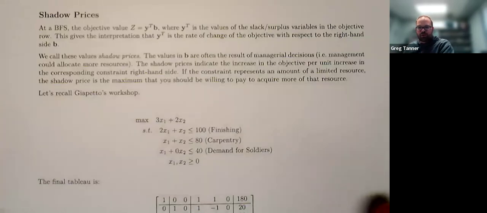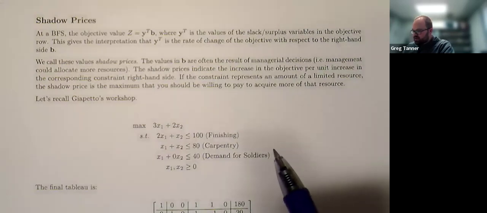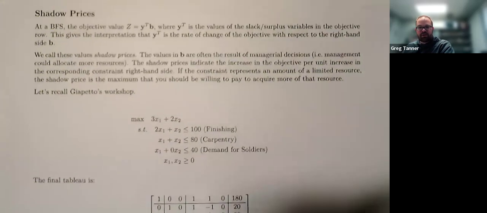Okay, let's talk about shadow prices. We said in the last video that the values in the objective row beneath our slack variables are called dual variables, also called shadow prices. So let's talk a little bit about that interpretation as shadow prices.